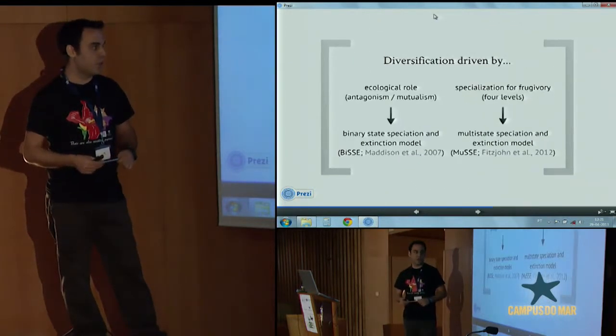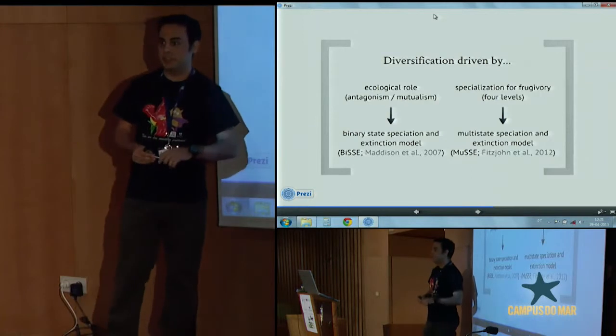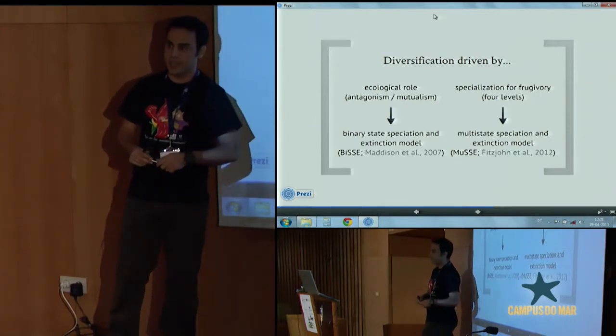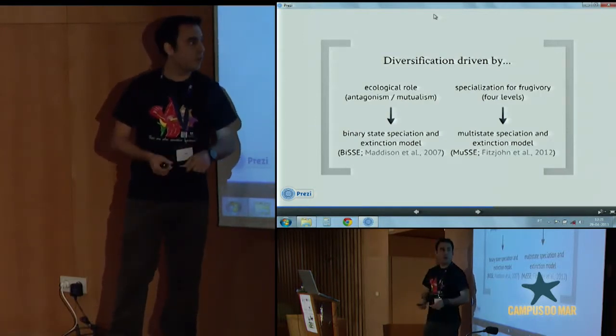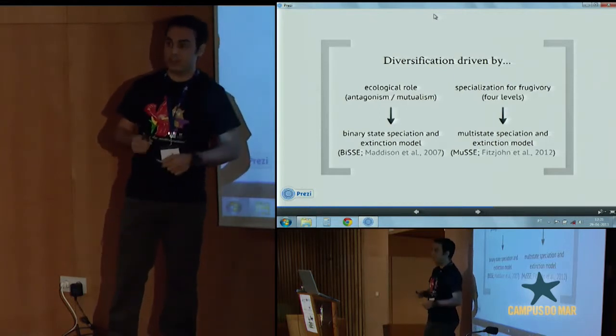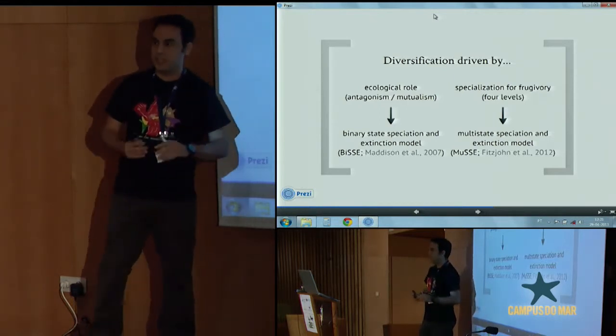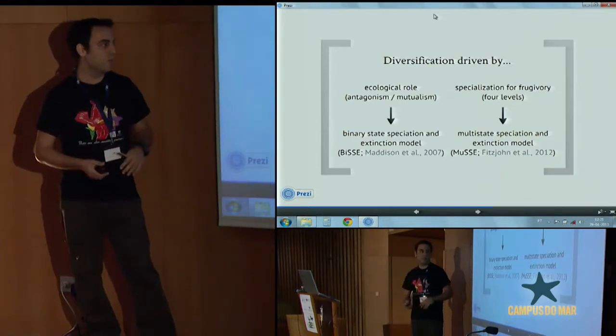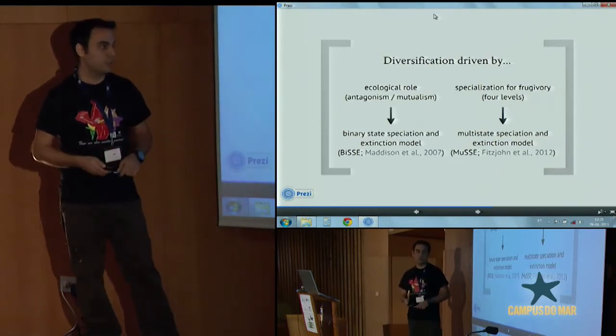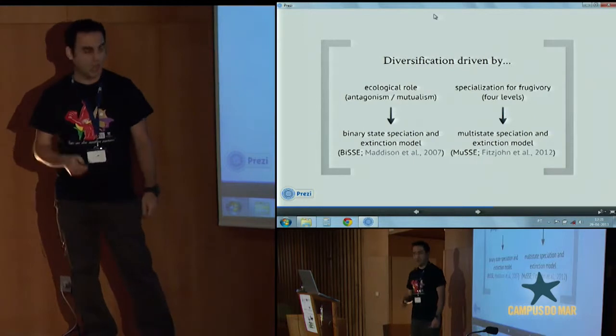And we use 2 models that estimate speciation, extinction, and transition rates between any pair of states to examine whether ecological role, in this case antagonism and mutualism, and whether the levels of specialization for frugivory were related to the diversification rates of the group.